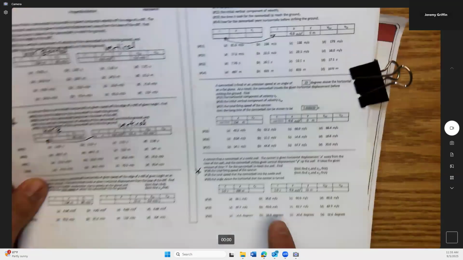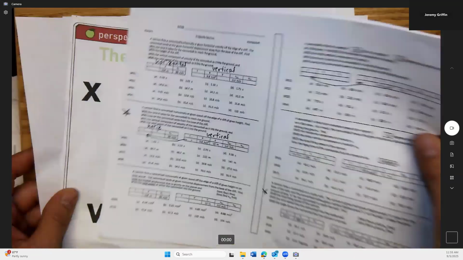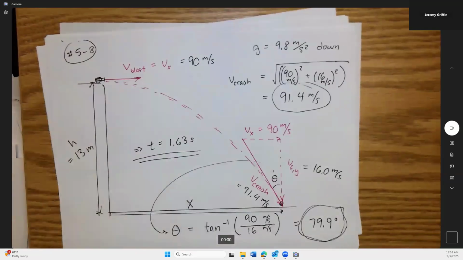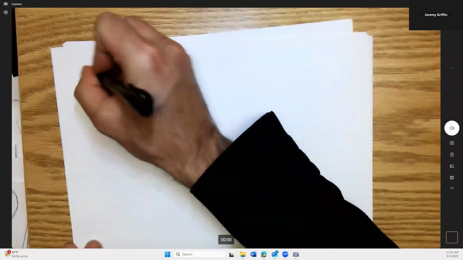So what's the firing speed of the cannon? And what's the angle that the cannon is turned above the horizontal? And also what's the crash rate against the castle wall? I won't have time to solve this whole thing, but I can at least set it up for you guys. So this is number 18 through 20.